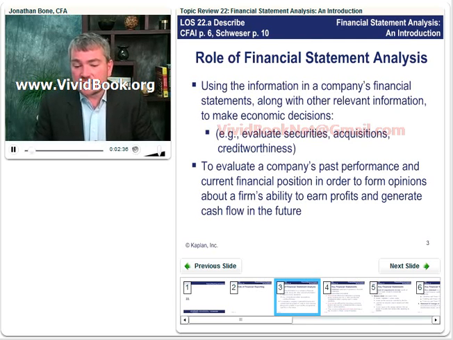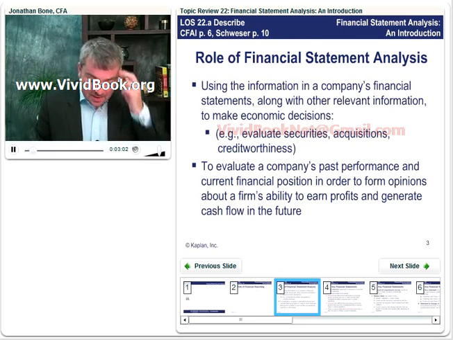Now of course we want to evaluate the company's past performance, particularly in equity valuation, and its current financial position, in order to generate an idea about the firm's ability to earn profits or cash flows in the future. And of course that's the basis of things like price earnings multiples, it's the basis of free cash flow modelling, dividend valuation modelling and the like.